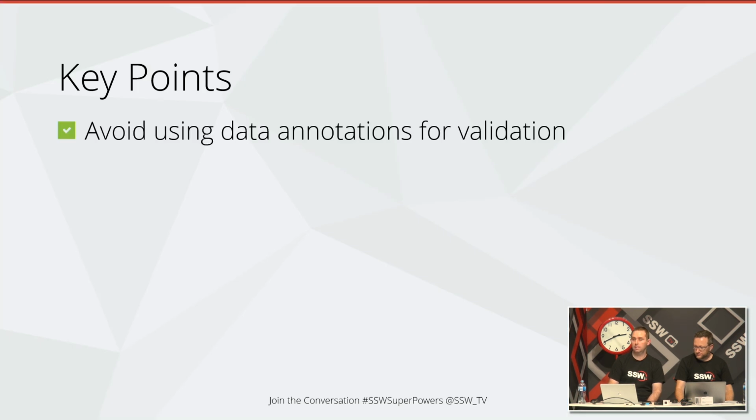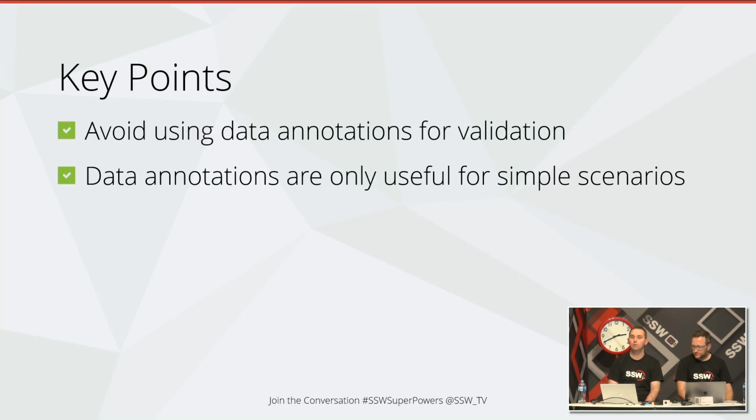Key points: avoid using data annotations for validation since they're only really useful for simple scenarios. In the past, data annotations were used within EF Core for validation also, but keep in mind that's no longer the case. They're only used for ORM style, so for mapping your object model to your relational model. And as Brendan's pointed out, the limitation with data annotations is they can't do everything anyway. For example, you can't do a many-to-many mapping with data annotations. You have to use EF Core Fluent API configuration for that.